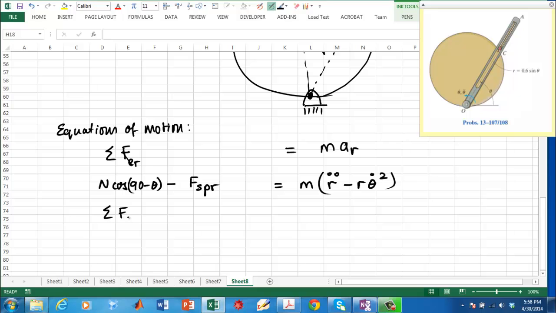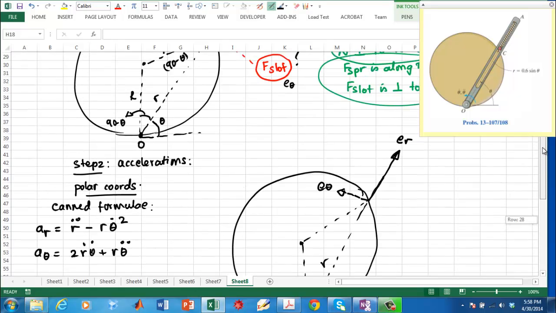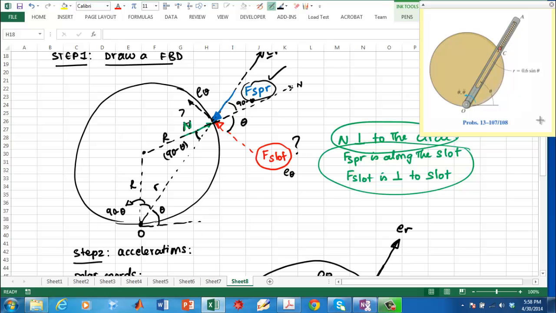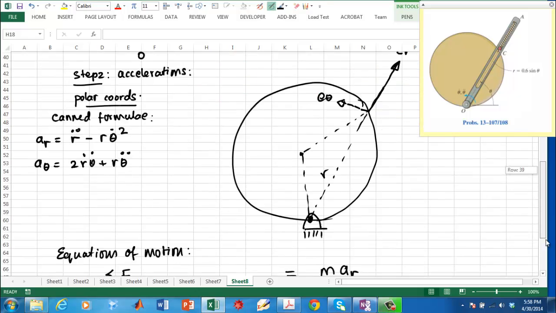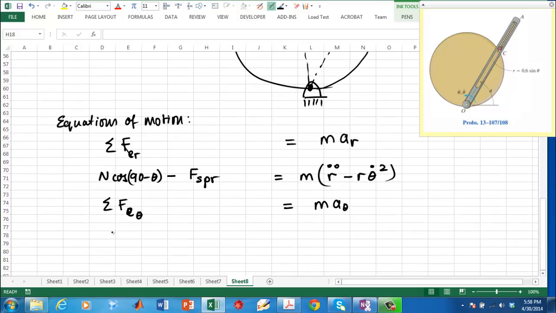The summation of all the forces in the e_theta direction will give me m a_theta. If I go back and look, F slot is in the e_theta direction, and N has a component in the e_theta direction which is opposing that. So F slot minus N cos theta equals mass times (2 r dot theta dot plus r theta double dot).